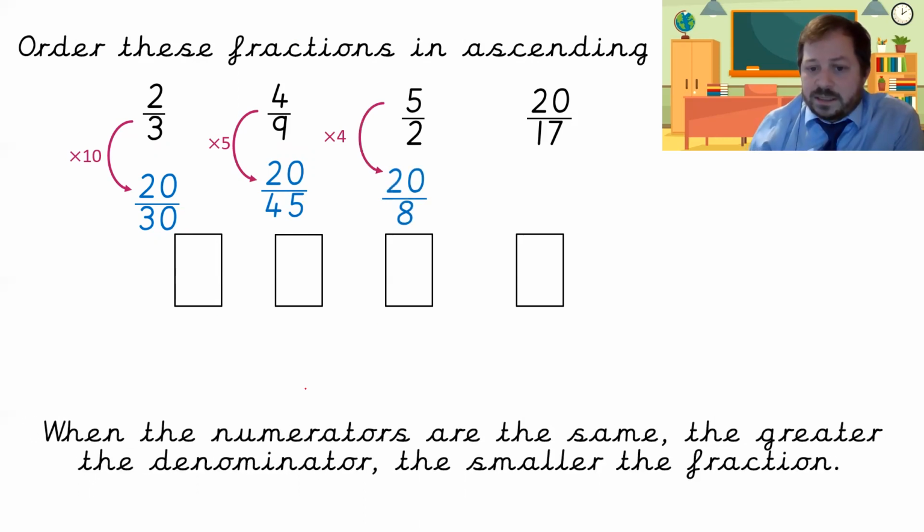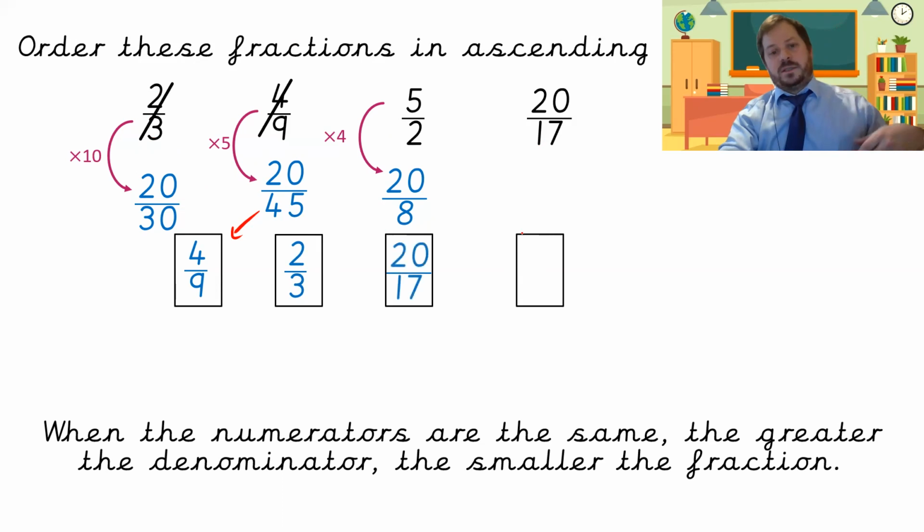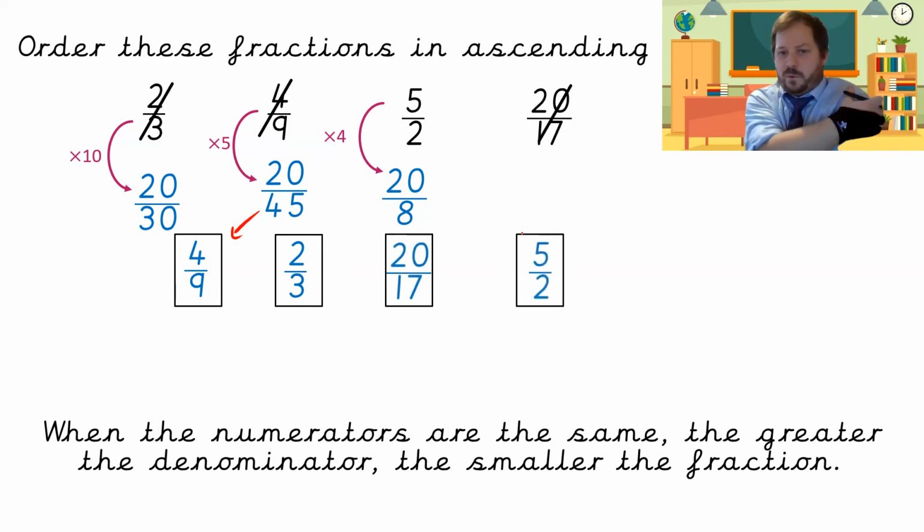So we're looking at the greater the denominator, the smaller the fraction. So which one of these has the biggest denominator? That's 45. So 45 will go in here. So 4/9. Then after that, the next one, we've got 17, 8, and 30. The next one would be 30. So we can put 2/3 in here, and that uses that one. Then we've got 8 and 17. Well, the smallest one is 8, so 8 is going to be the largest, so 17 is going to go in there, and 5 halves will go in there, or 28ths.